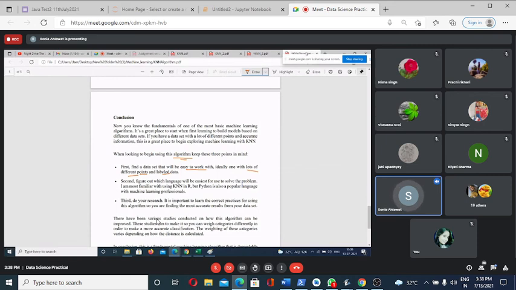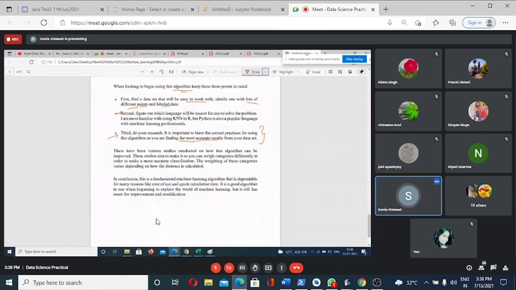This is for the case of Python. So we can simply go for R or Python. We can simply work on that. Do your research. It is important to learn the correct practices for using this algorithm, so you are finding the most accurate result from your data. कैसे? क्योंकि हम assumption use नहीं कर रहे हैं, so we have to identify accordingly. So हमारा data set इस तरीके से काम करने वाला होना चाहिए.